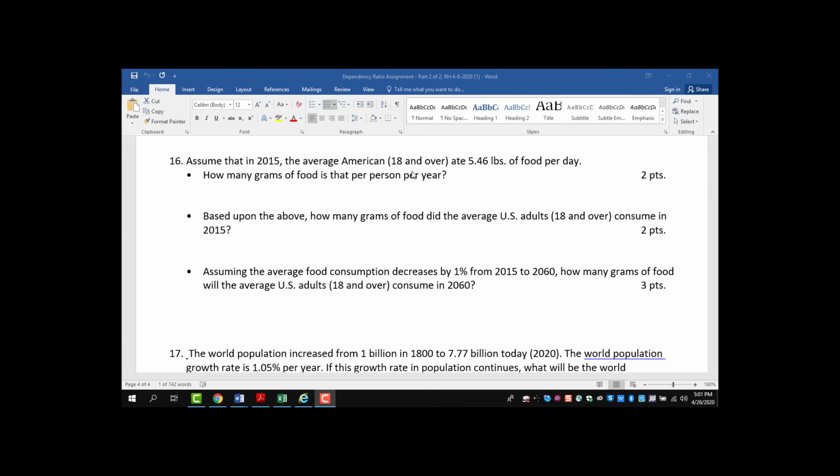Okay, these problems are a little bit different, right? So assume that in 2015, the average American ate 5.46 pounds of food per day. How many grams of food is that per person per year? Well, I don't know what the relationship is. Google it. I don't know how many pounds equals how many grams. So first you convert it to grams, show the work, and then you multiply it by how many days there are in a year. Based on the above, how many grams of food did the average U.S. consume in 2005?